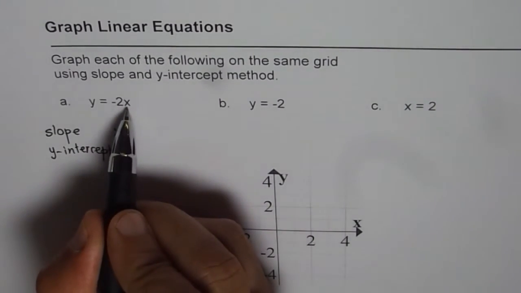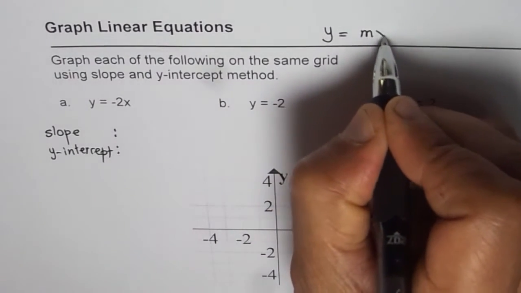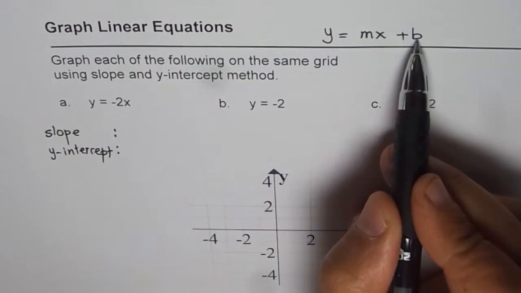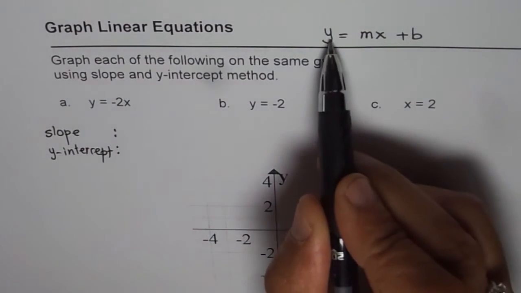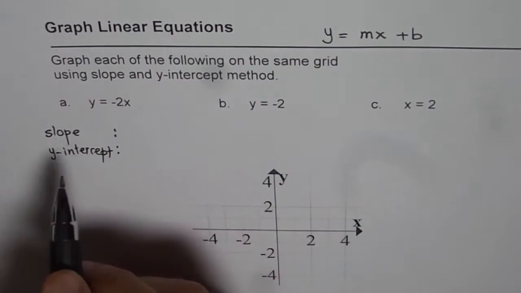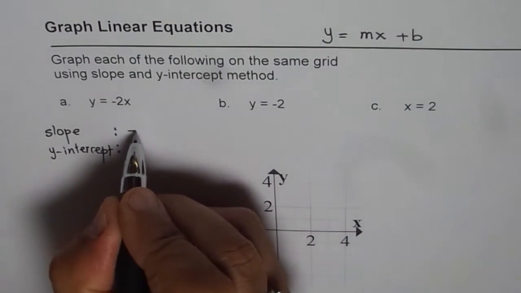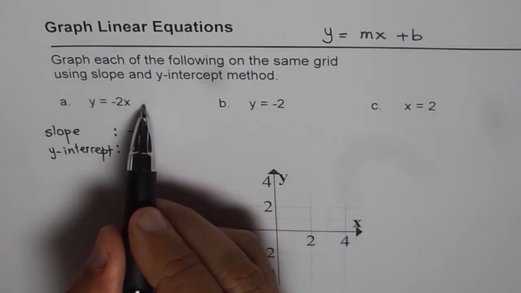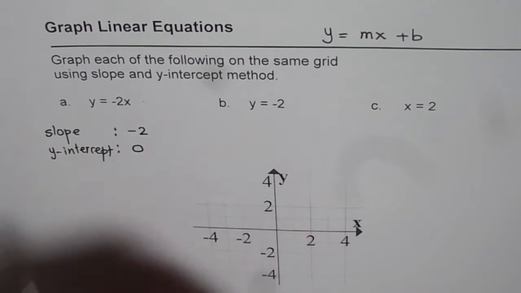The first one, minus 2x. Slope is the coefficient of x. In general, we are considering the line y equals mx plus b, right? Now m is the slope and b is the y-intercept. Y-intercept means when x equals 0, the value of y will be b. Well, in this case, minus 2 is the slope, the coefficient of x, and the y-intercept is 0, so it's plus 0.